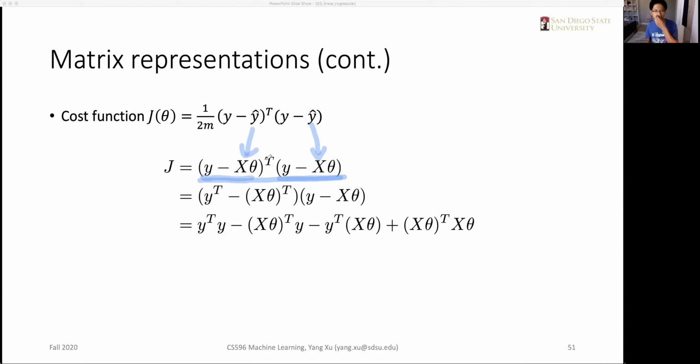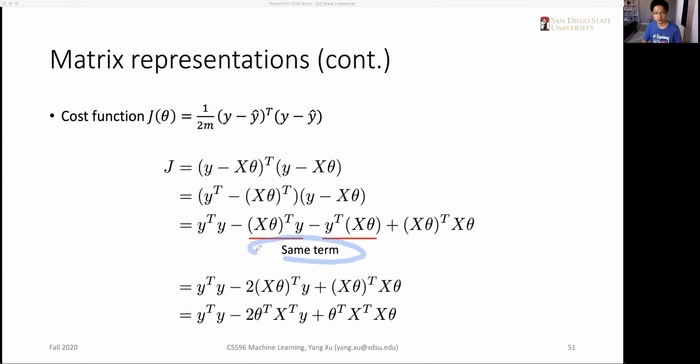And then we can apply the rules of matrix calculus, right? So the transpose can move into the parenthesis: y hat gets transposed, y gets transposed, and x times theta also gets transposed. And then we can apply similar arithmetic rules by removing this parenthesis, which gives us the extended terms here. So that's the form of the cost function in matrix form. Observing that these two terms here are actually the same term, we can combine them with the coefficient 2 here.